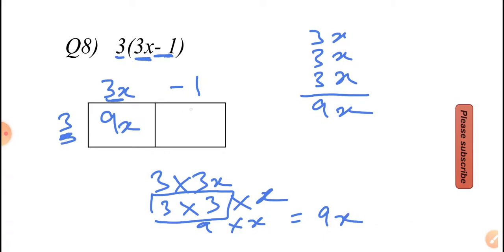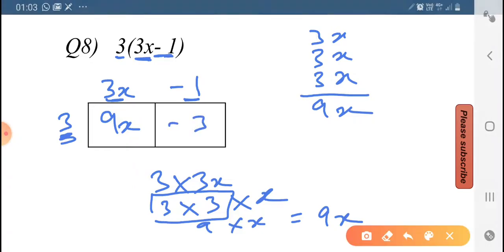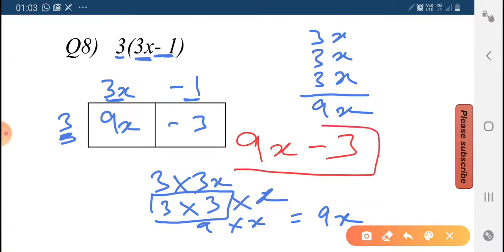Finally, the 3 times minus 1 is minus 3. So the final answer is 9x minus 3. So this is the final answer. 9x and then minus 3.